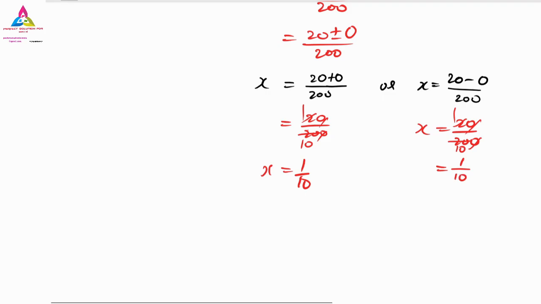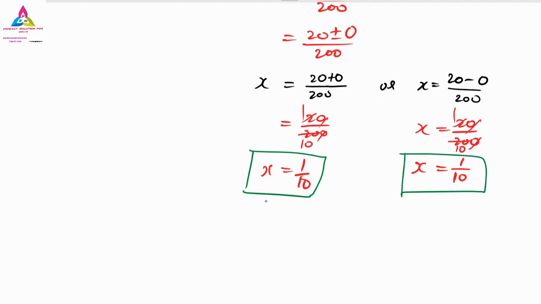So what type of root are you going to find here? Yes, x value is 1 by 10. 1 by 10, x value is 1 by 10. What type of root is it? I have already explained while solving the first one. Equal roots, here we are finding the roots are equal.